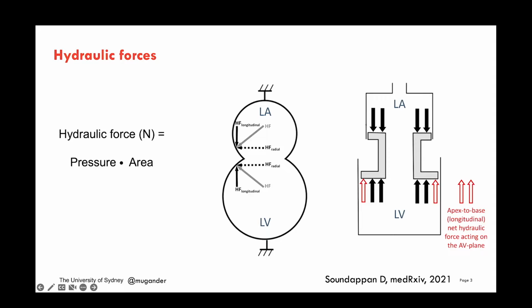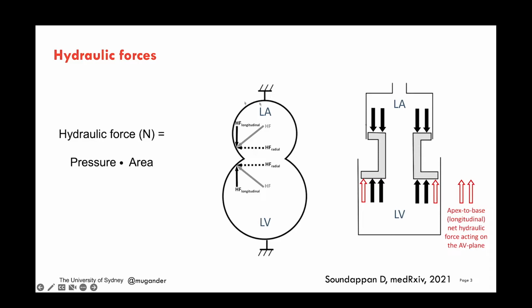And by schematic in the middle, we can see here that in a schematic left atrium and left ventricle, the hydraulic force is directed orthogonally towards the wall of the chamber. And in a curved chamber, that will be at different angles wherever we are. However, they can be split into a longitudinal component and a radial component. Let's just focus on the longitudinal component of the hydraulic force.